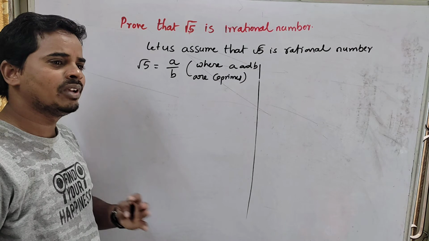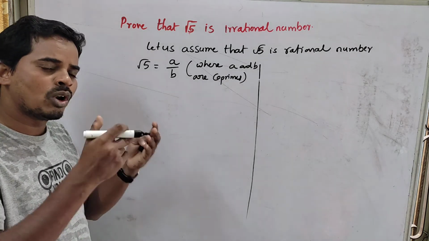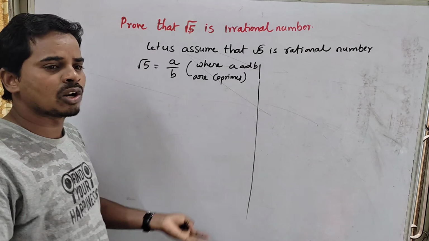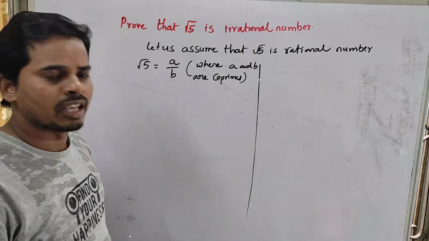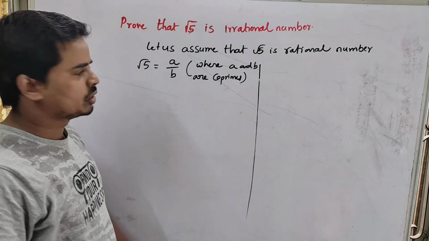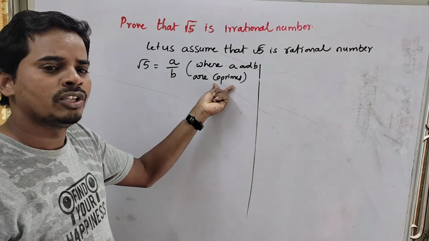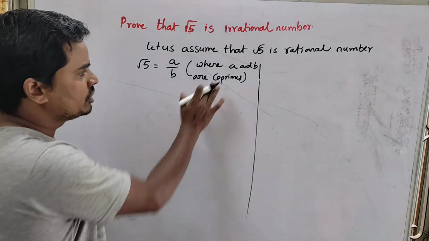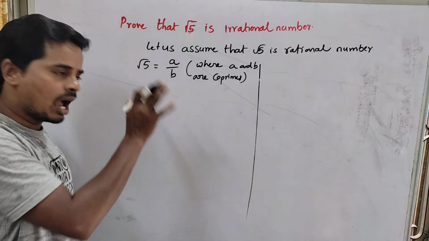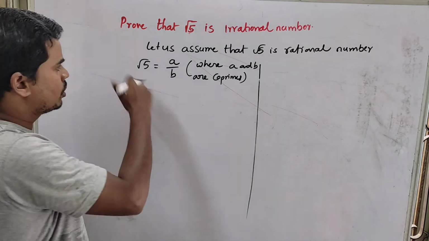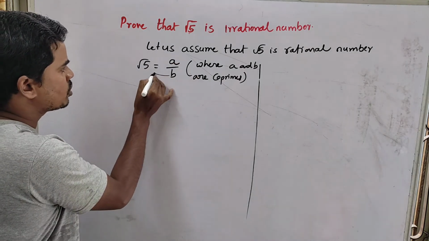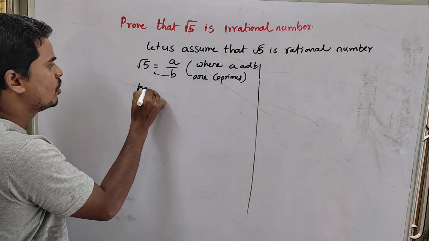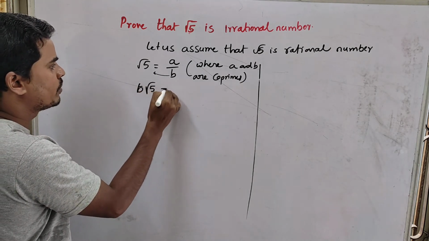Some students will think that coprime numbers means only prime numbers. It's not only about prime numbers; some composite numbers can also be coprime numbers. The definition of coprimes is that they should not have any common factors other than 1. You should remember this, students, to understand our concept. Now transpose b to this side, then it will become b into root 5 is equal to a.